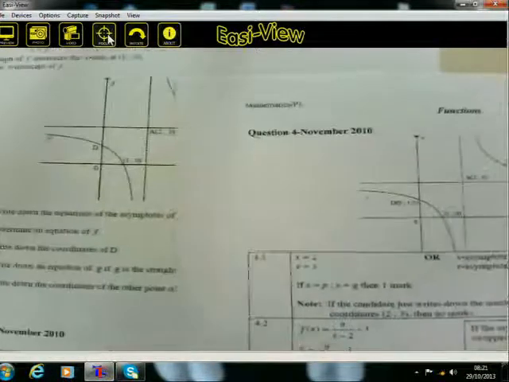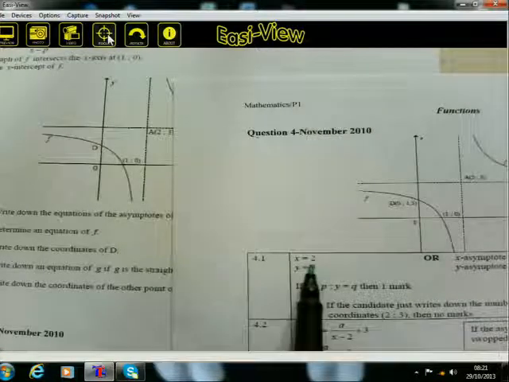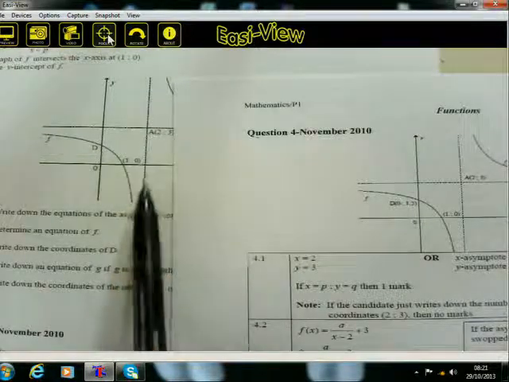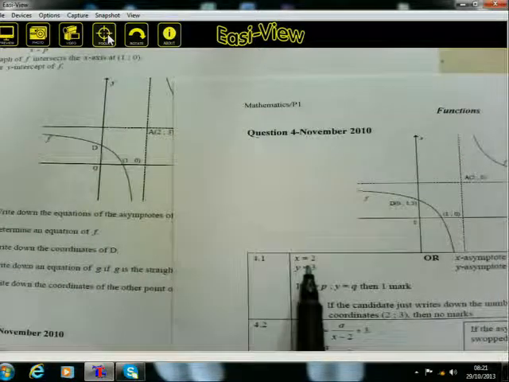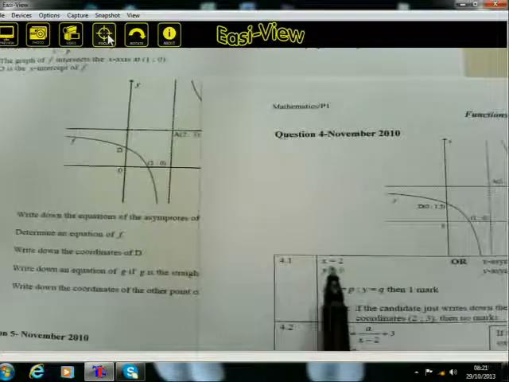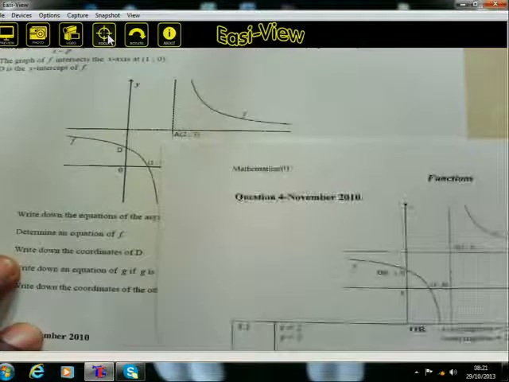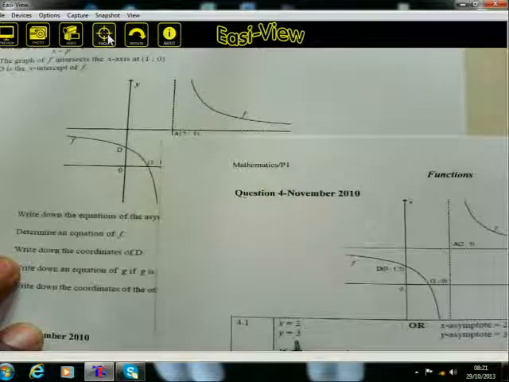So, in 4.1, the x asymptote is positive 2. You see our graph there? It does not touch 2. That's why our x asymptote is 2. Here is the y asymptote. This part is the y asymptote. Therefore, our y value there is 3.